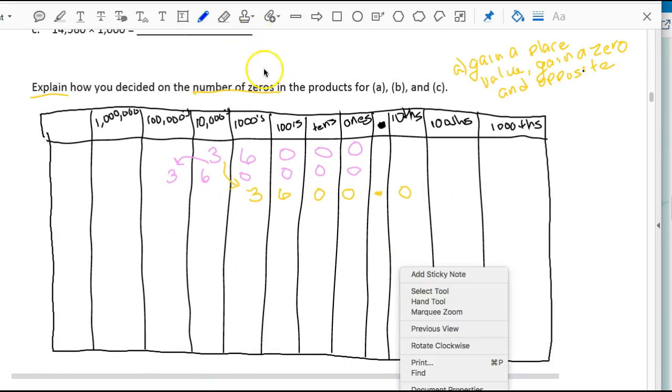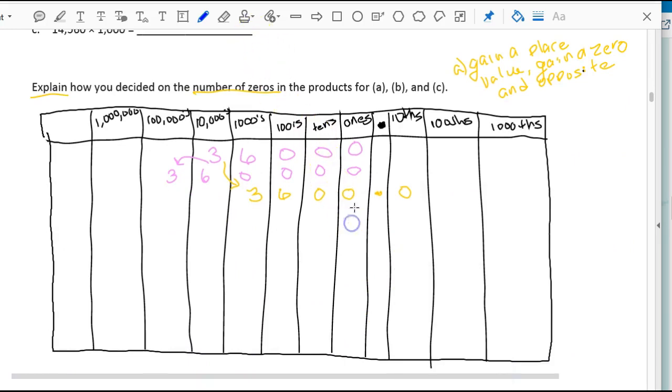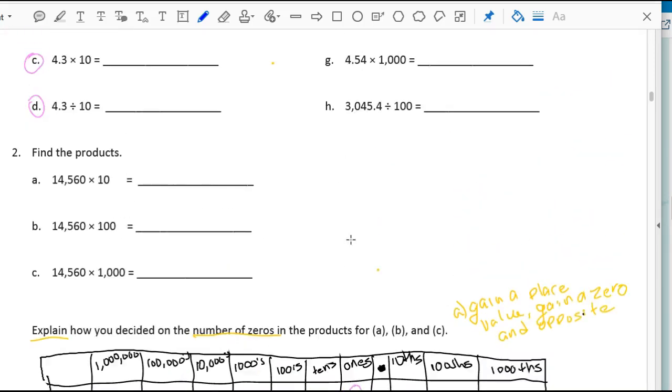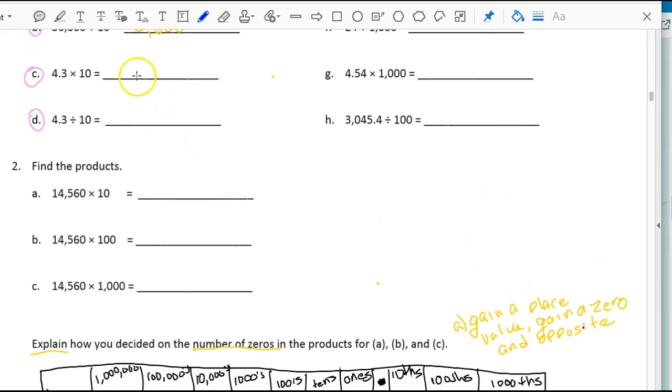Here's 4. Get our pen back. 4 and 3/10. And what are we doing? Multiplying by 10, so it's going to gain a place value. So will this one. So here's what we end up with. 43. Let's write that.